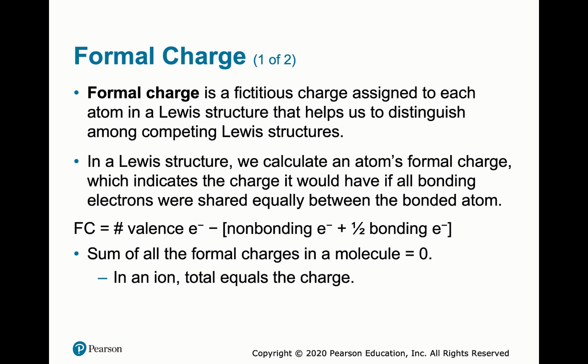So for the formal charge, it's the number of valence electrons that an atom normally has minus the number of non-bonding electrons. So for each non-bonding electron, the atom gets all of it, and then half of the bonding electrons. And also, for a neutral molecule, the sum of all the formal charges has to be 0. For an ion, the sum of all the formal charges equals the charge of that ion.